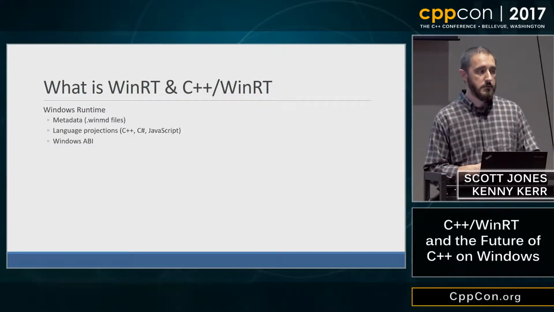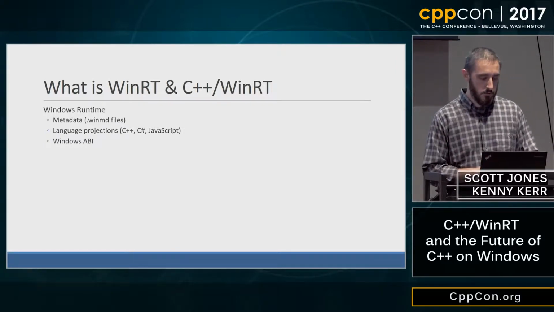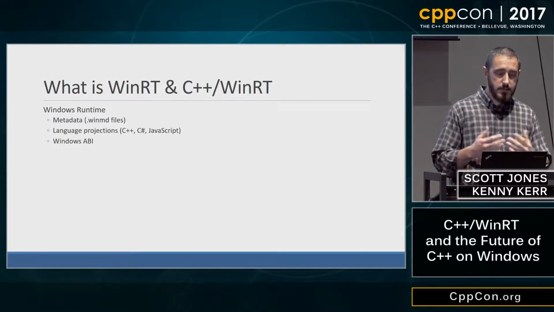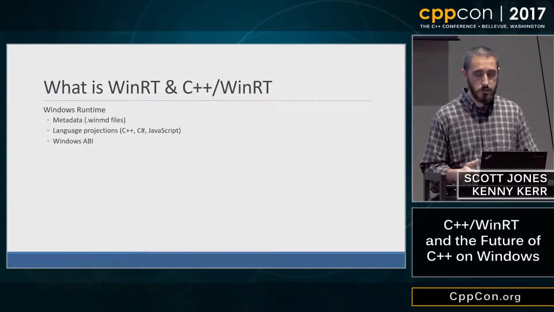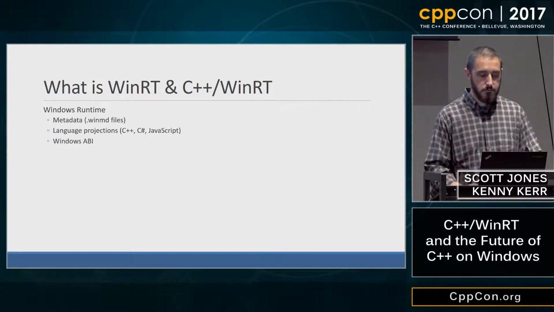What is natural for C# isn't natural for C++ developers or JavaScript developers as well. So a language projection is free to take the metadata and interpret it however they wish and make it work most elegantly and most efficiently with various trade-offs for a different language.